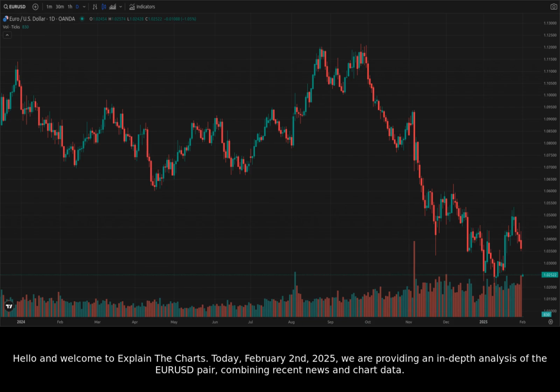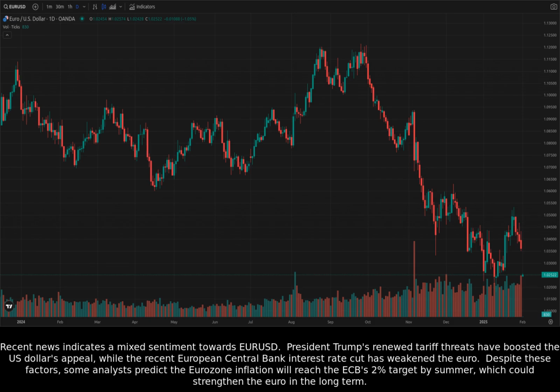Today, February 2nd, 2025, we are providing an in-depth analysis of the EURUSD pair, combining recent news and chart data. Recent news indicates a mixed sentiment towards EURUSD. President Trump's renewed tariff threats have boosted the US dollar's appeal, while the recent European Central Bank interest rate cut has weakened the euro. Despite these factors, some analysts predict the Eurozone inflation will reach the ECB's 2% target by summer, which could strengthen the euro in the long term.